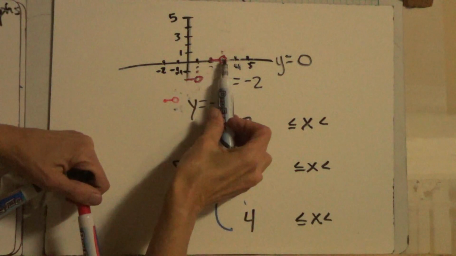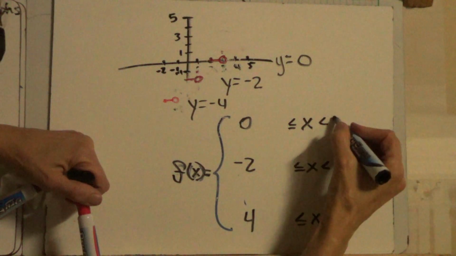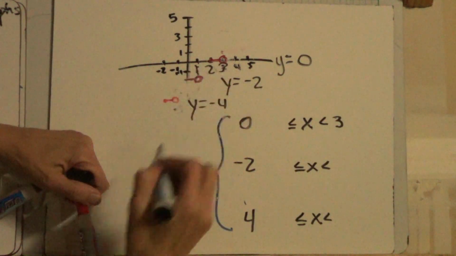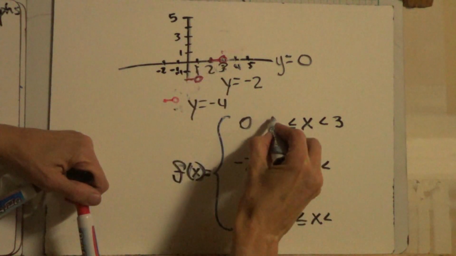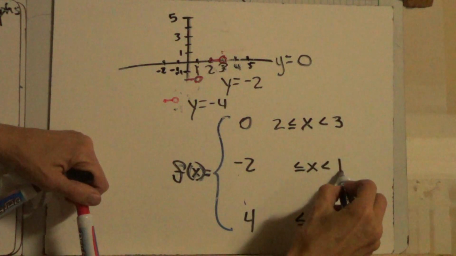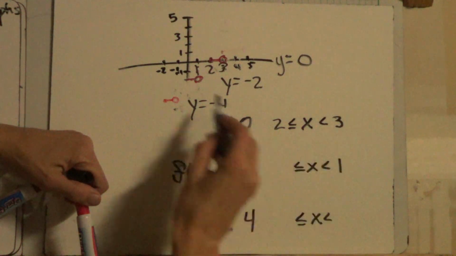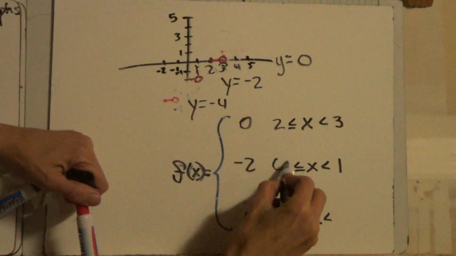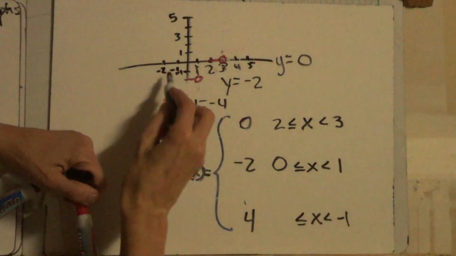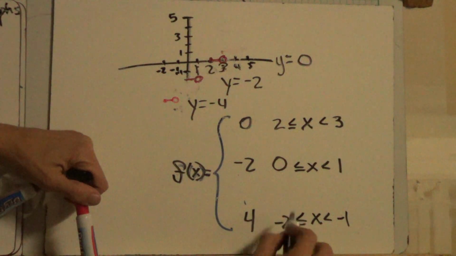Now, my upper limit on this x is 3. Sorry if you couldn't read it. And the lower is 2. The upper on this one is 1. The lower is 0. The upper one on this one is -1. The lower one is -2. And that's how it works.